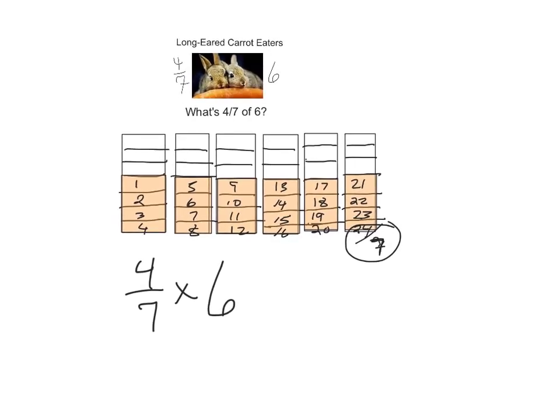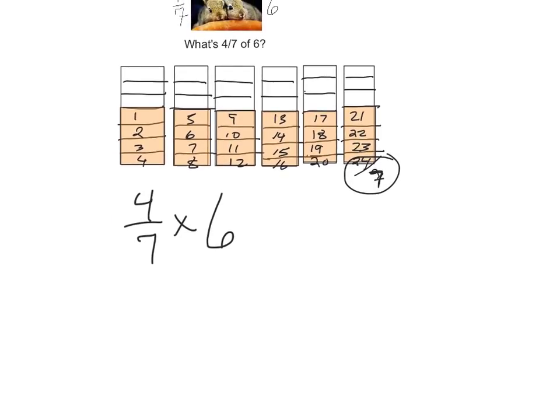And if we do that, we just turn it into 6 over 1. So let me just show you here. 4 sevenths times 6 over 1. And this really means I have 6 wholes, right?